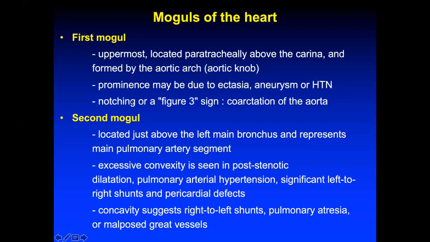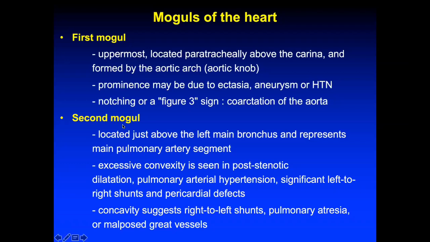There is also a figure called the figure of 3 sign, or notching of the aorta, which is seen in coarctation of aorta, which will come later in our presentation. So in coarctation of aorta, you'll have a notching seen in the first Mogul. So there are two abnormalities in the first Mogul. First is aneurysm and hypertension, and second is the figure of 3 sign or notching.